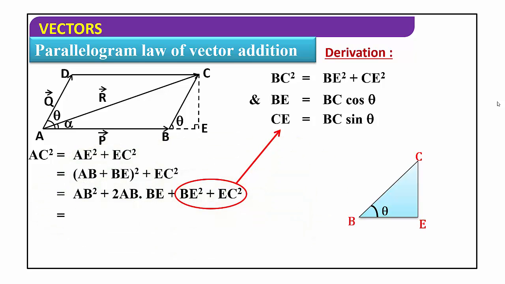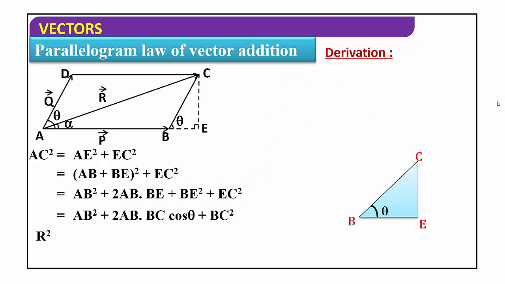So now we can write those values here. AB square plus 2AB, keep as it is. What is the value of BE? BE is equal to BC cos theta, substitute here. Right, then remaining is BE square. In place of BE square, we can write BC square cos square theta. And similarly, in place of EC square, we can write BC square sin square theta. BC square is common, take outside, remaining is sin square theta plus cos square theta, which is equal to 1, leave it. We got the final equation AB square plus 2AB into BC cos theta plus BC square.